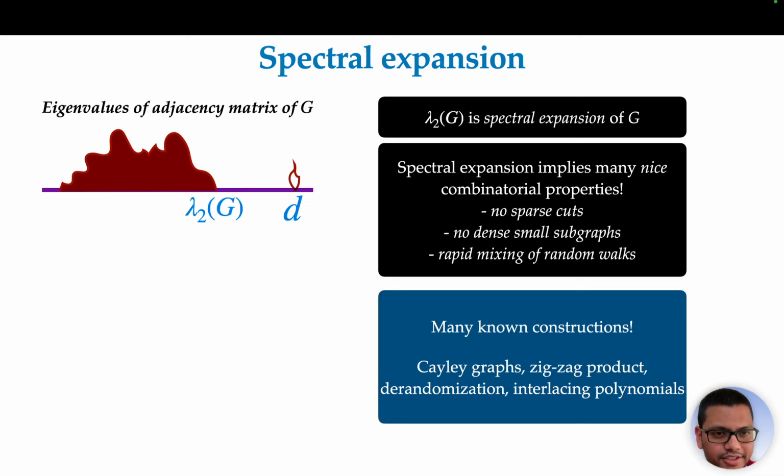Okay, so now why is spectral expansion an interesting notion? It's interesting and used a lot in TCS traditionally because it gives us a handle on many of the combinatorial properties in a graph. For example, if you know that the second eigenvalue is significantly smaller than d, then it implies that the graph has no sparse cuts. It implies that there are no dense small subgraphs. And also, you know that a random walk on this graph converges to the uniform distribution pretty rapidly. Since this has been an object of intense study due to its importance in coding theory and pseudorandomness, there are many known constructions based on algebraic methods, which are Cayley graphs, combinatorial methods like zigzag product, de-randomization, the method of interlacing polynomials, and so on.